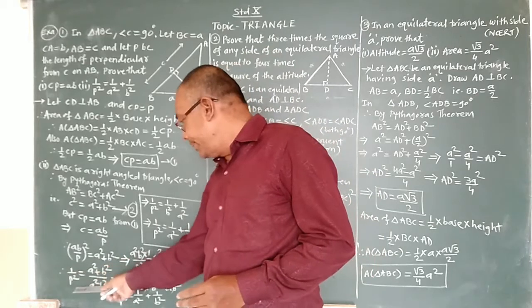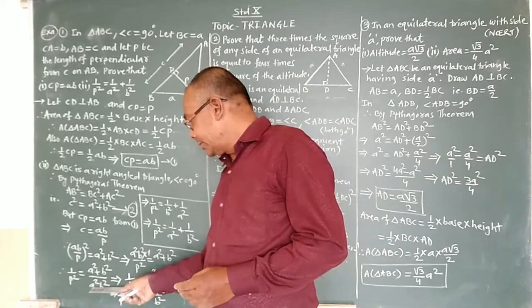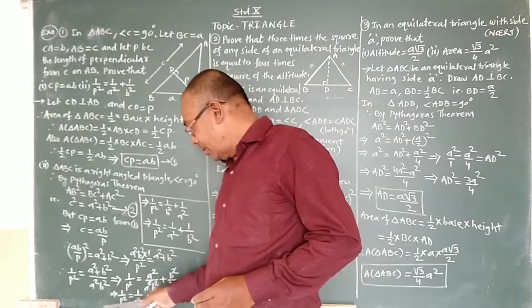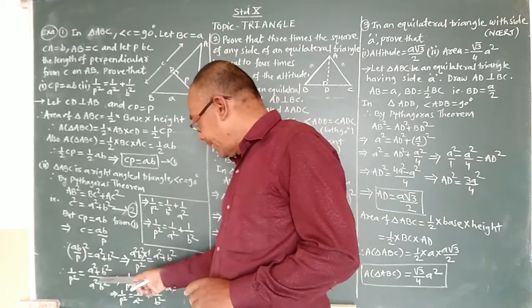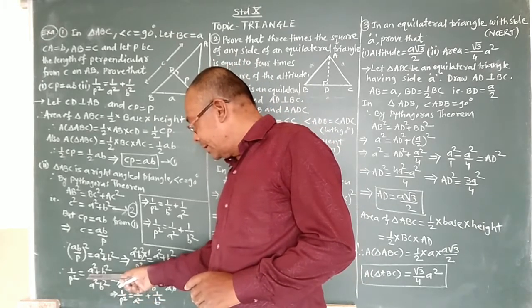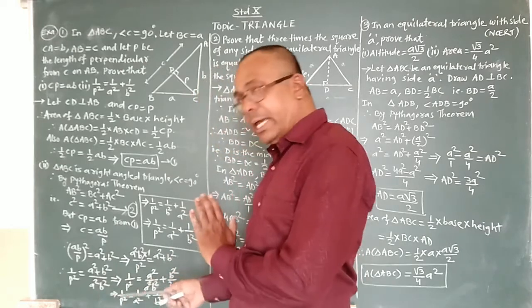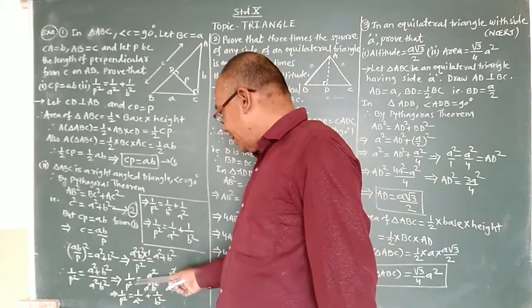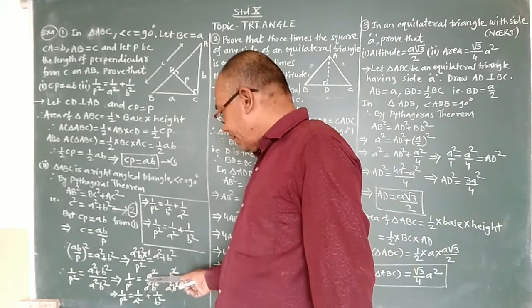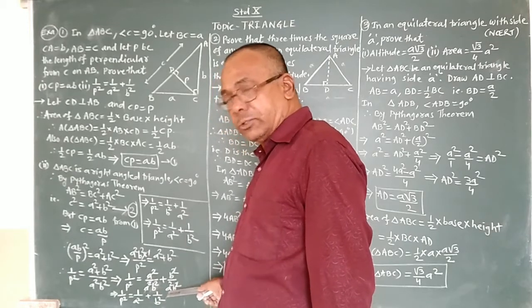So here 1 upon P square is equal to A square plus B square divided by A square B square. And now we can write 1 upon P square is equal to, here A square B square is dividing to A square as well as B square. So we can write the denominator separately. So we can write here 1 upon P square is equal to A square upon A square B square plus B square upon A square B square.